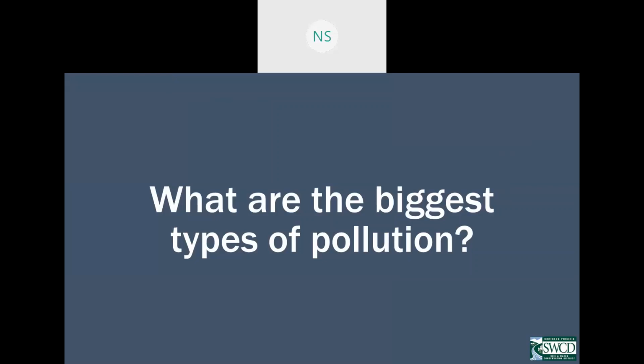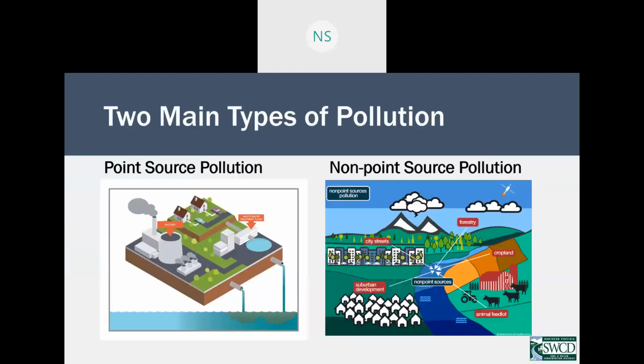So here we get to talk about what are the biggest types of pollution. So far, if you've had any questions about any of the runoff topics that we talked about or our storm drains, go ahead and put those in the chat box and let me know. So what are the biggest types of pollution? There are two main types of pollution. The first is called point source pollution. The second is called non-point source pollution.